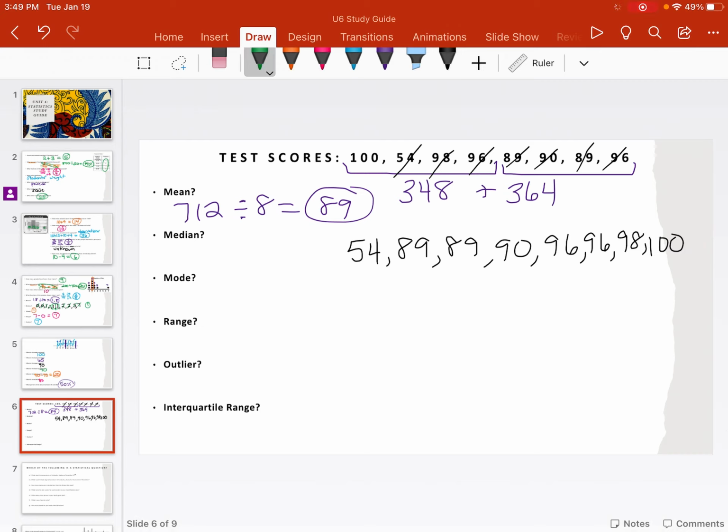Okay, and I always just double check that I have the right number of numbers. So 1, 2, 3, 4, 5, 6, 7, 8. Yep. Then we cross them off, working our way in. So cross it off, cross those off, cross these two off. Again, I've got 2 in the middle. In between 90 and 96, maybe you know that. If you don't, you add them. 90 plus 96, which is 186. Divide by 2, which gives me 93.